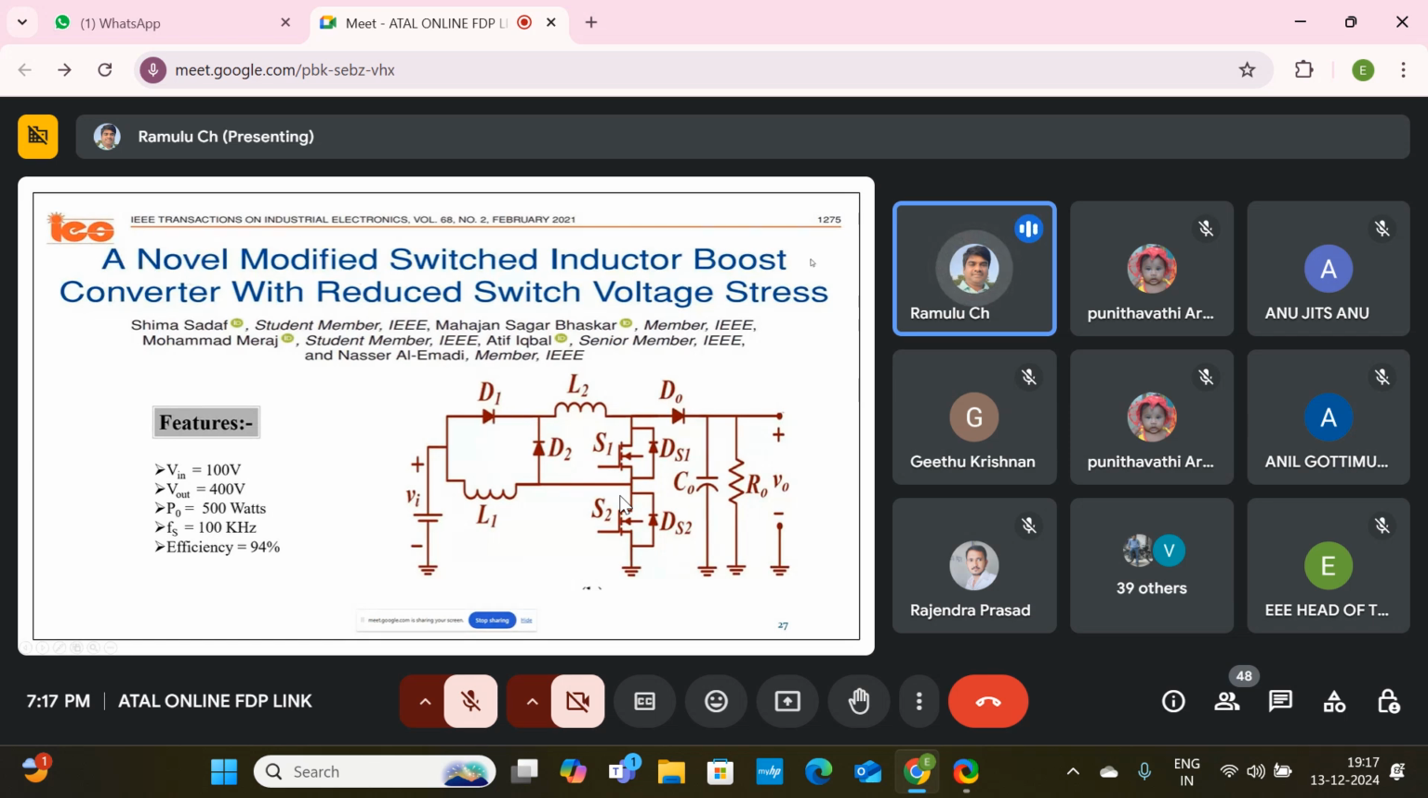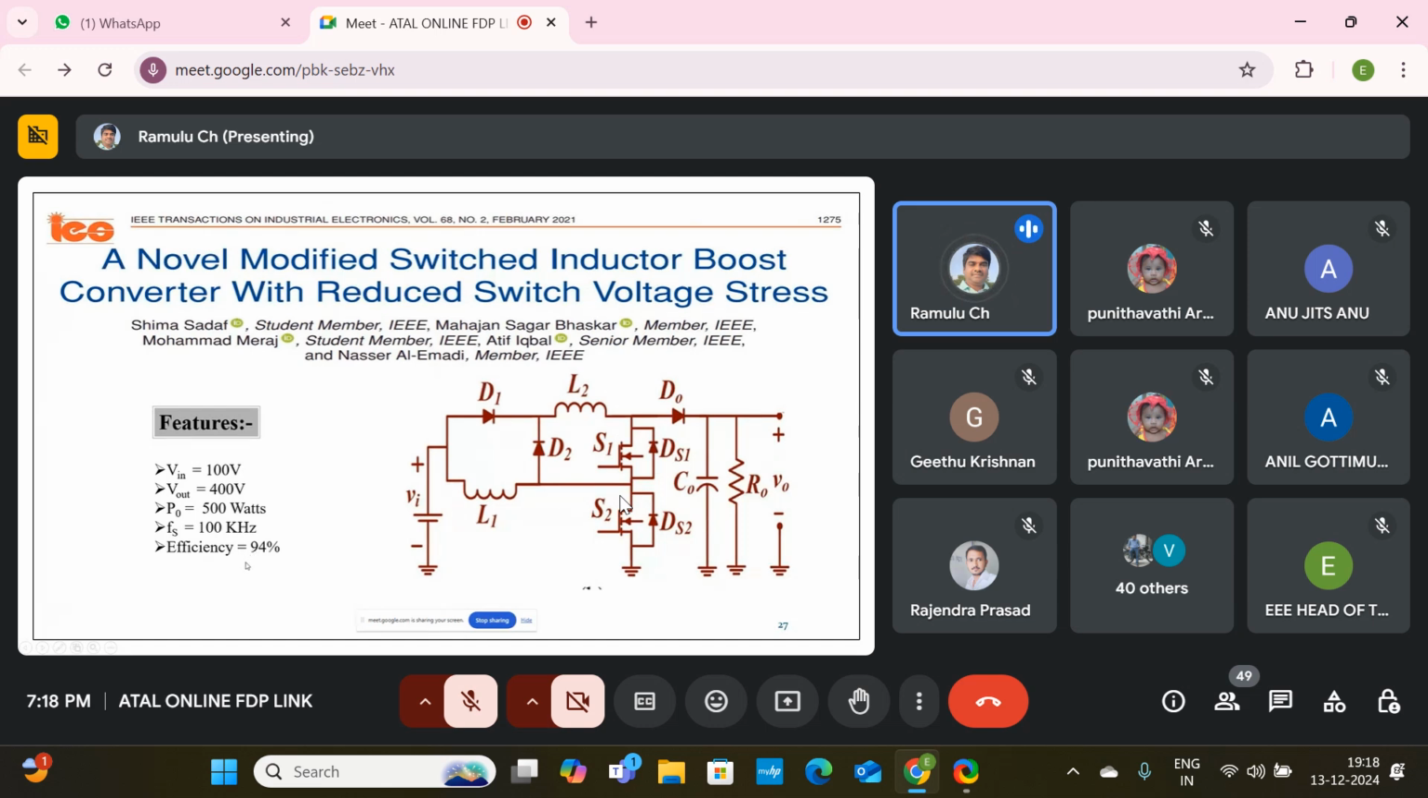So here, in the isolated DC to DC converter, this is the one research paper we consider. This is the topology. In this topology, we identified the main important features. You see this is the converter, this is the input, and this is the output. The author is giving 100 volts input and getting 400 volts output, so it is boosting 4 times. The output is 500 watts, he is designing for 500 watts, the switching frequency is 100 kHz, and the overall efficiency of the system is 94%.